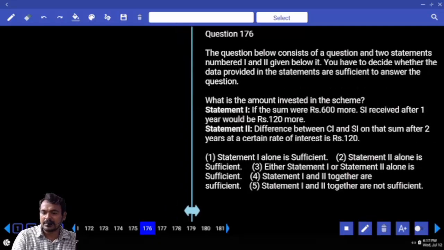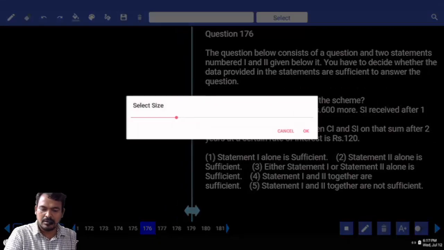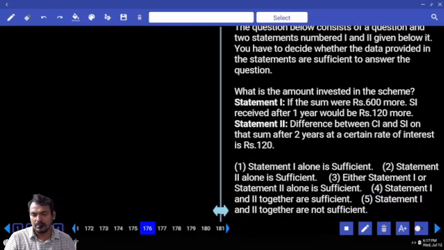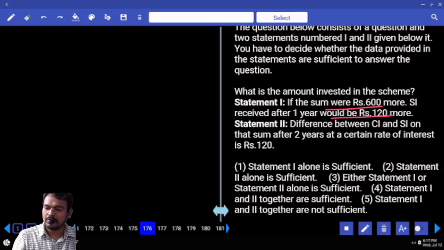Invested in the scheme. We required the investment value. For the first statement, if the sum were 600 more, simple interest received after 1 year would be how much? 120 more. If principal is more, interest is also more. How many rupees are extra? 120 more. Suppose the principal value we have already considered is P.